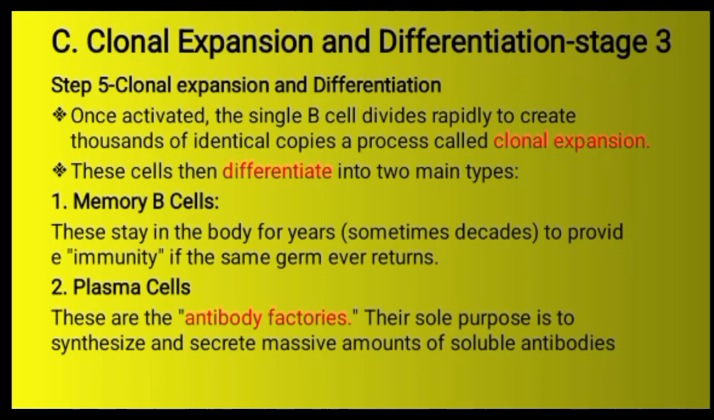These cells then differentiate into two main types. The memory B cells stay in the body for years, usually located in the spleen and the lymph nodes, where they are stored to provide immunity if the same germ or antigen enters the body again. Then the plasma B cells, these are the antibody factories.